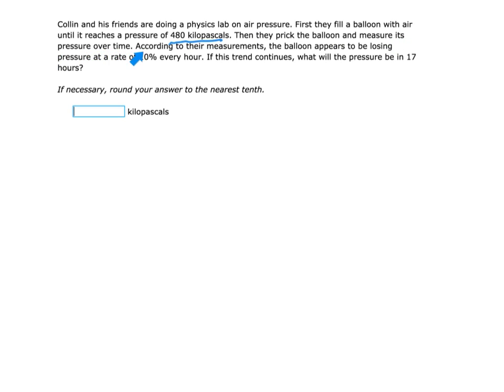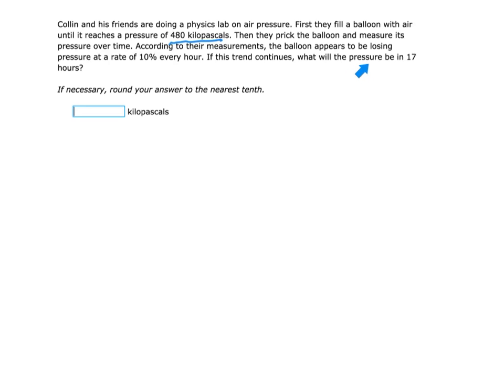balloon over time. And according to their measurements, the balloon appears to be losing pressure at a rate of 10% every hour. So it must be an incredibly small hole. They must have used a tiny little needle. Obviously, because most of it's still there after the first hour.